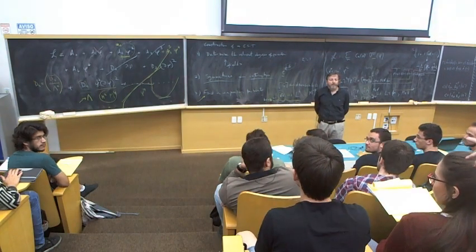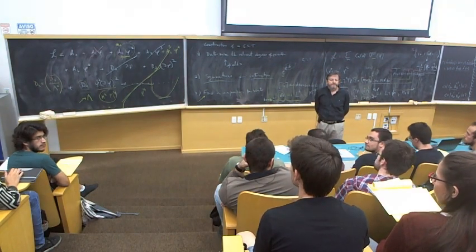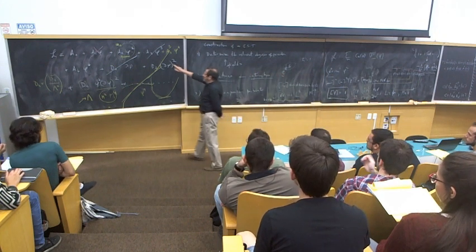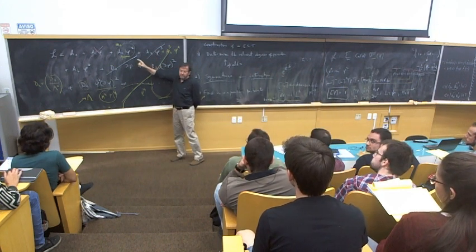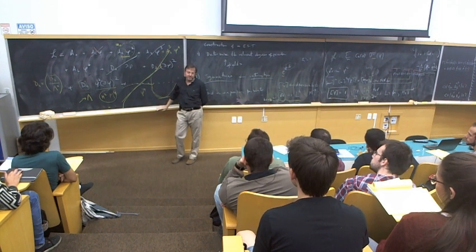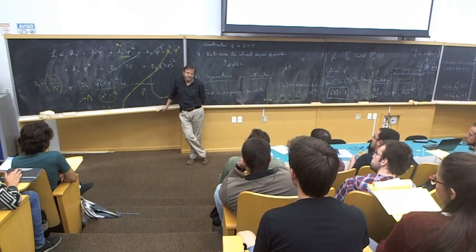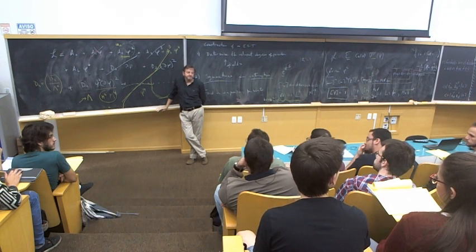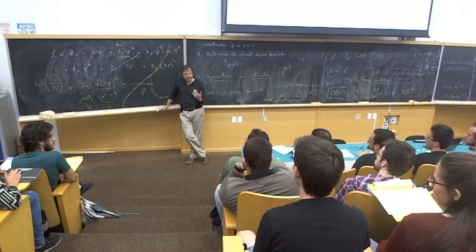So wouldn't you be able to absorb the phi cubed into the phi fourth, for example? No, because you always shift, and they will remain. There's no way to get rid of phi cubed in general. Okay, thank you. And the a's cannot depend on phi.